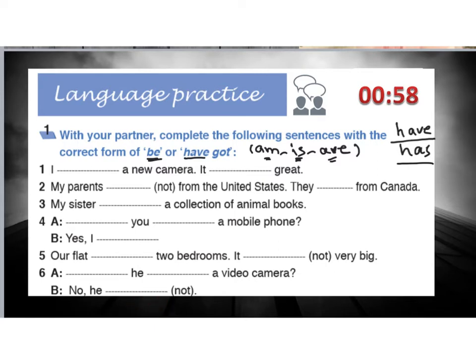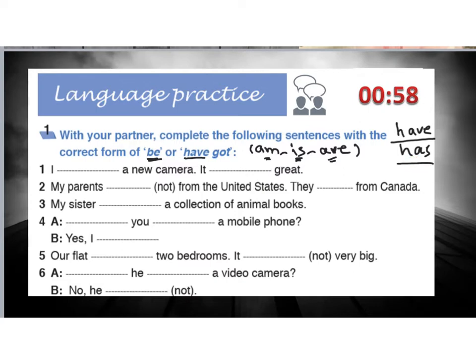Okay, so this is exercise number 1, language practice. We'll check your grammar. With your partner, complete the following sentences with the correct form of be or have got. When I say be, I mean am, is, are. When I say have got, I mean have got or has got. Remember that. With verb to be, I say I am, he is, she is, it is, you are, we are, they are. The same for have got or has got. I say I have, you have, we have. And with has, I say he has, she has, it has. Of course, have got, has got.